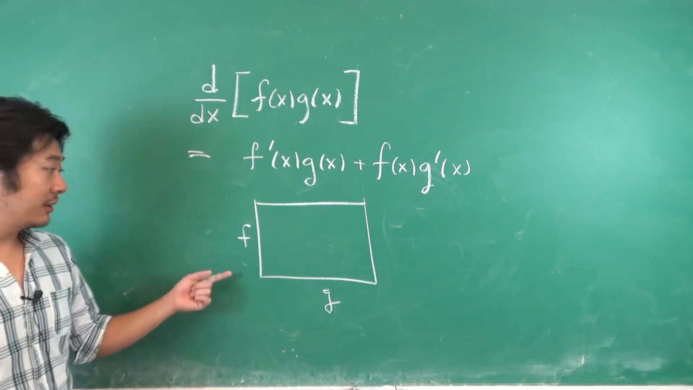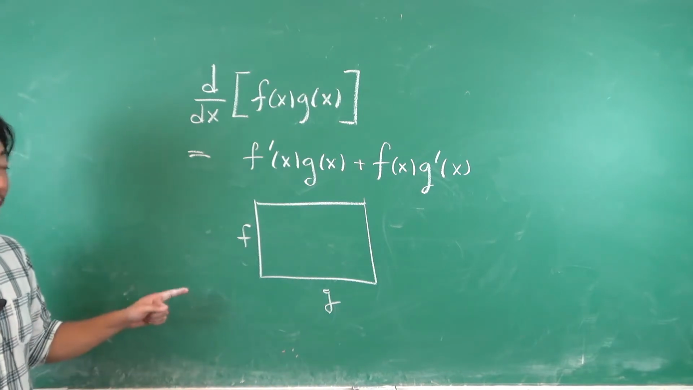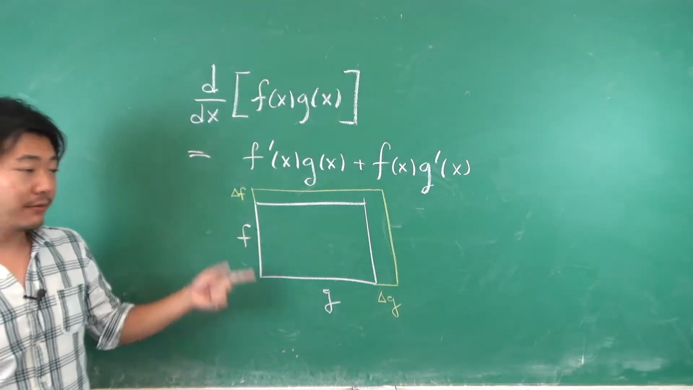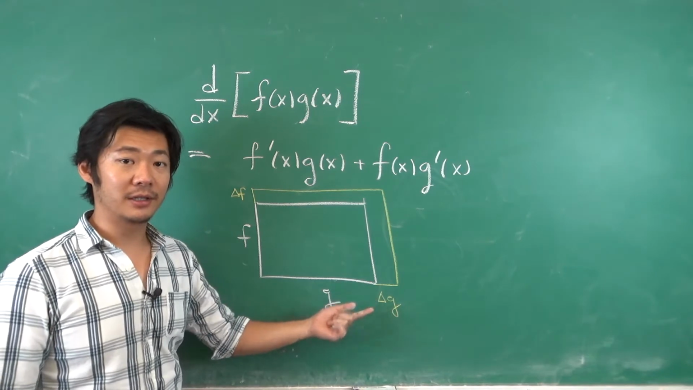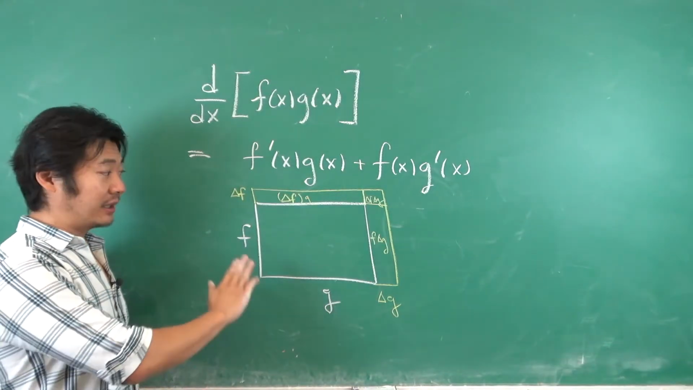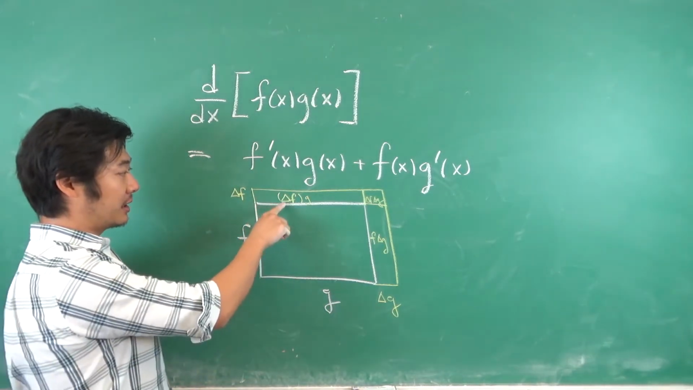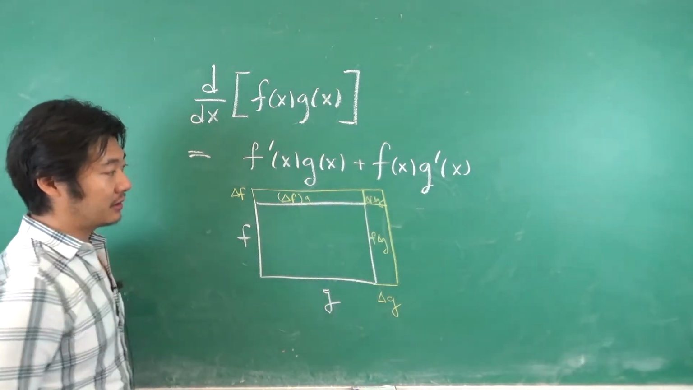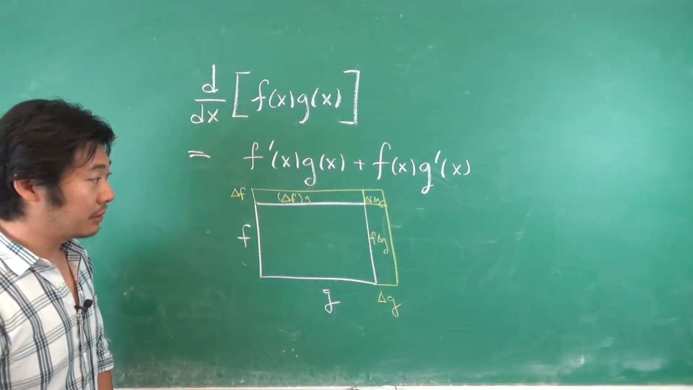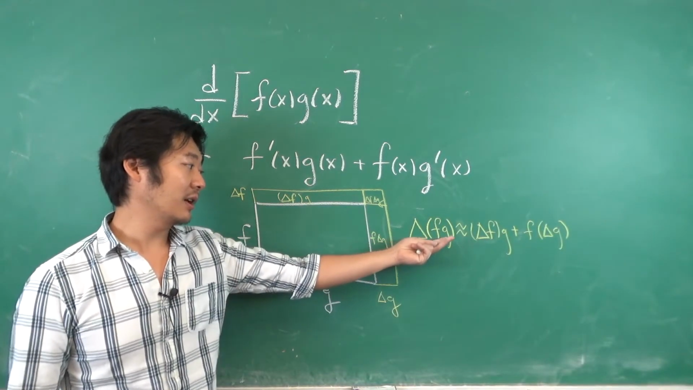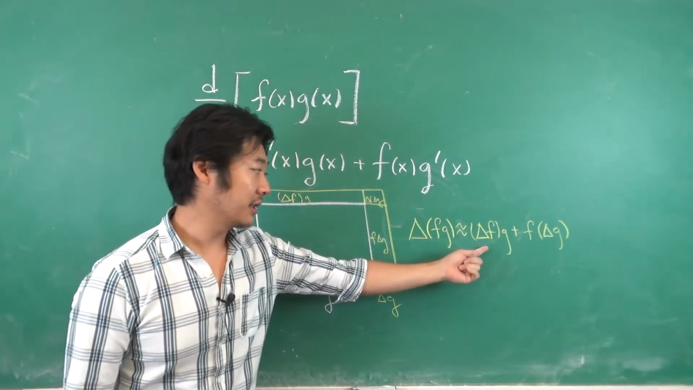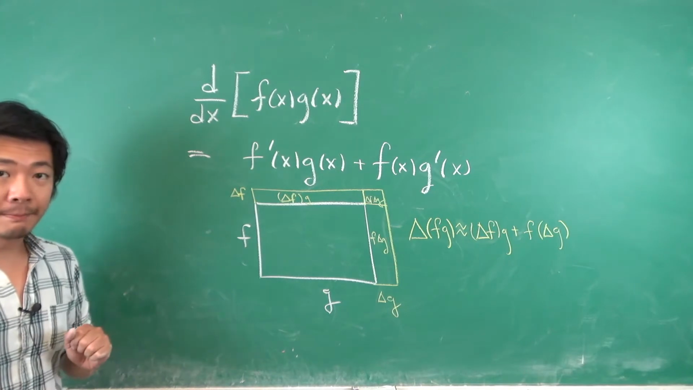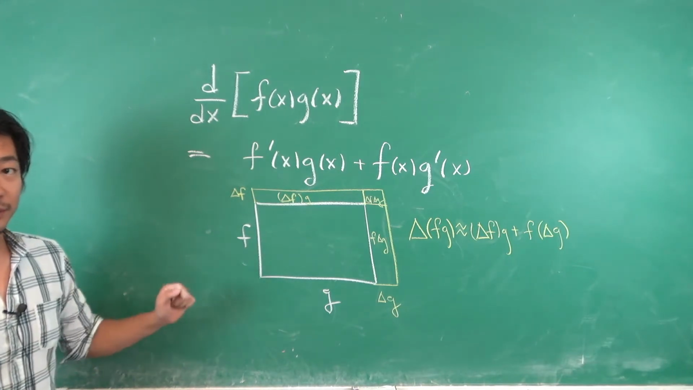If we have a rectangle of length f and g, and we make an infinitesimal change in the area, so f changes a little bit by delta f, and g changes a little bit by delta g, then the total amount that the area changes is delta f times g plus f times delta g plus something kind of small, delta f times delta g. So the small change of this area f times g is roughly delta f times g plus f times delta g. Now this is just intuition behind the product rule, so now let's prove the product rule.